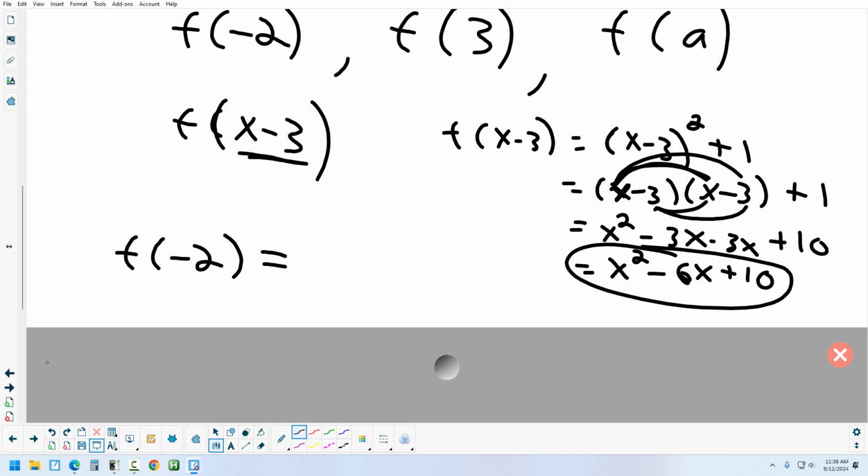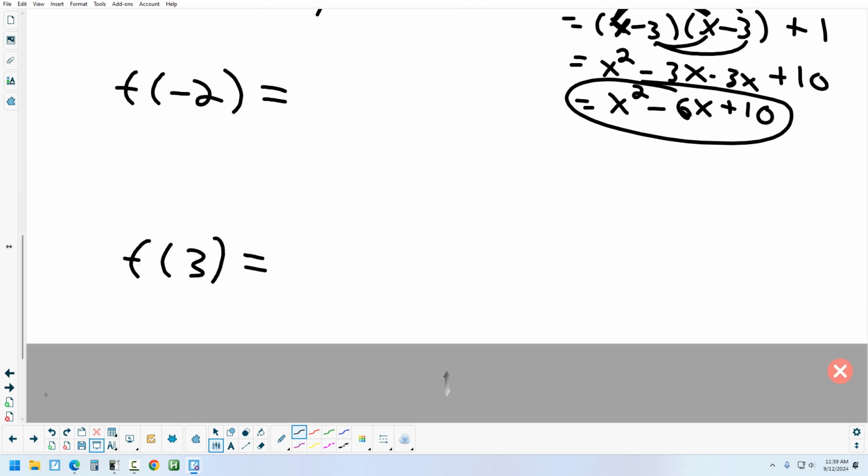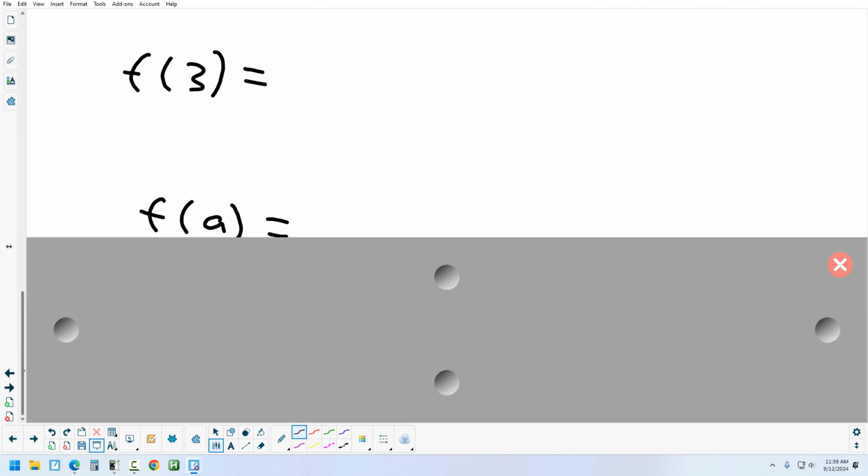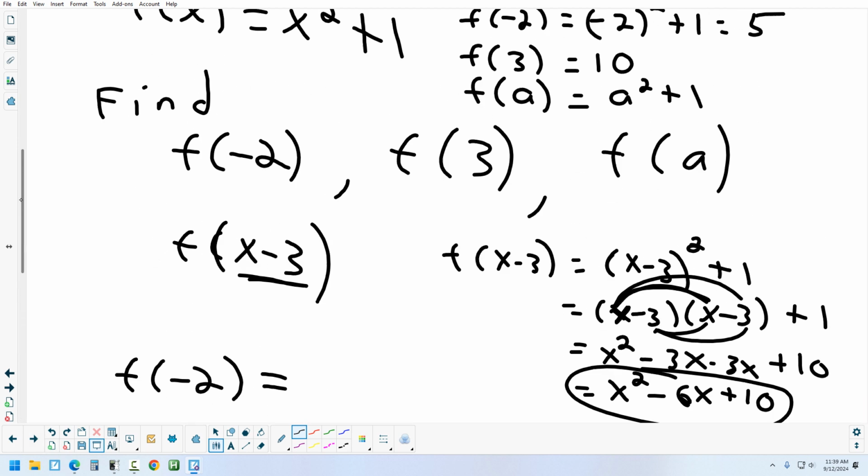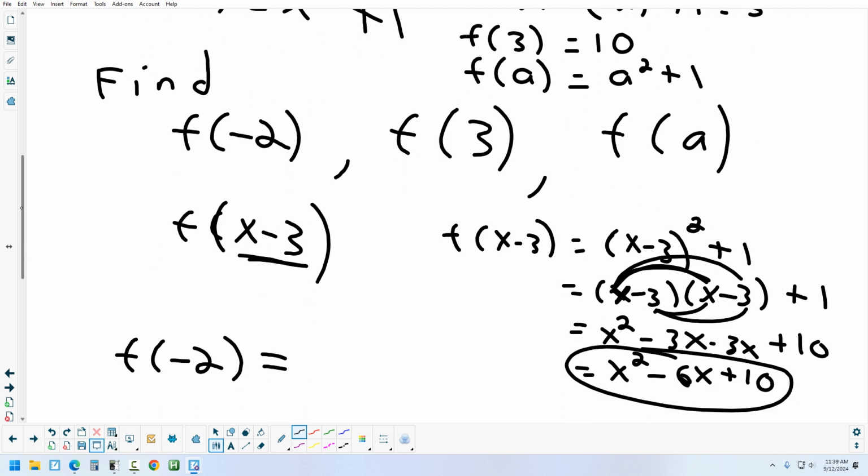Right, so that's called evaluating. Just plugging something into a formula and giving me the answer. All right, any questions on that?